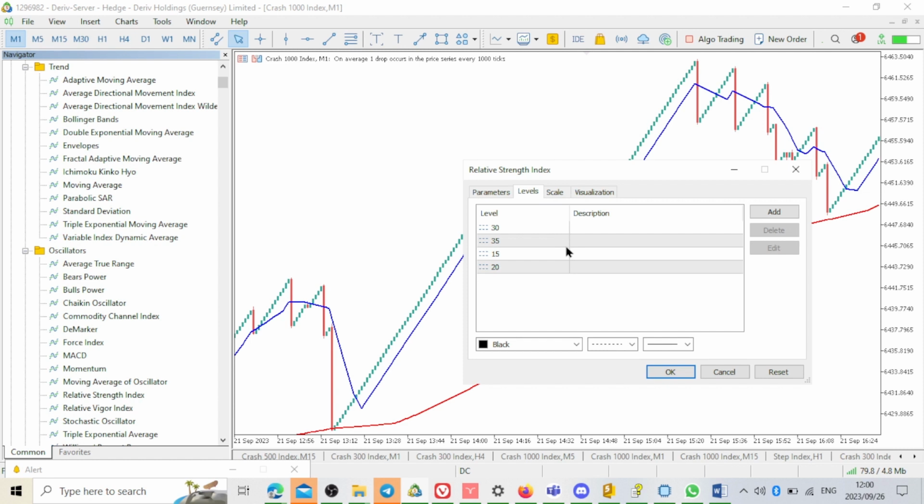Then with the levels, these are the following levels that we're going to be making use of. So we have level 30, level 35, level 15, and level 20. These are the four levels that we're going to be using in crash. In boom, it's going to be slightly different. We have different levels, but these are the levels for crash.